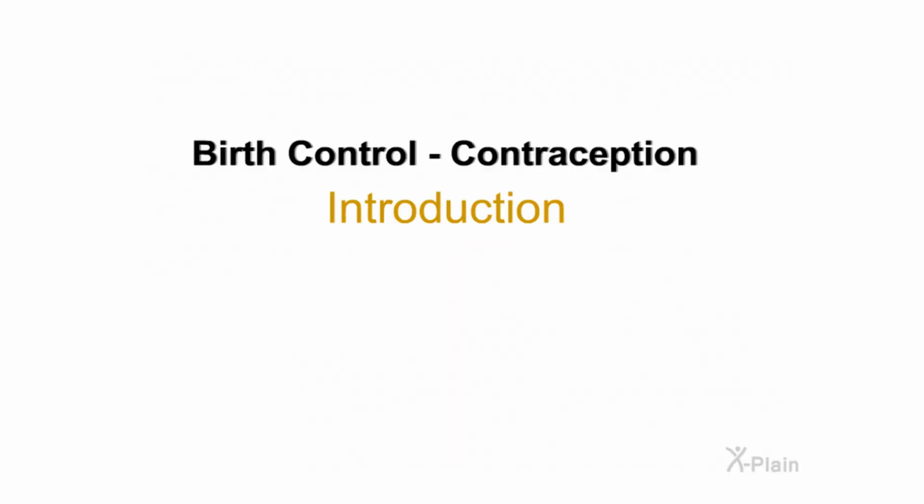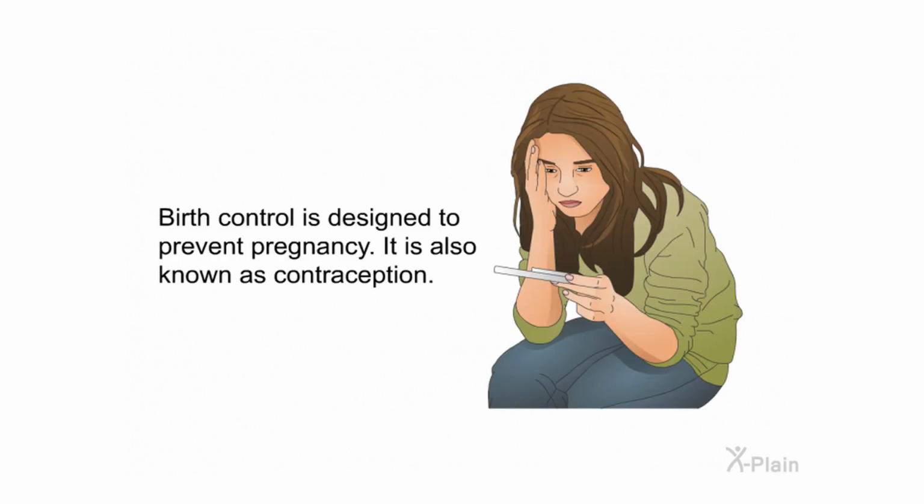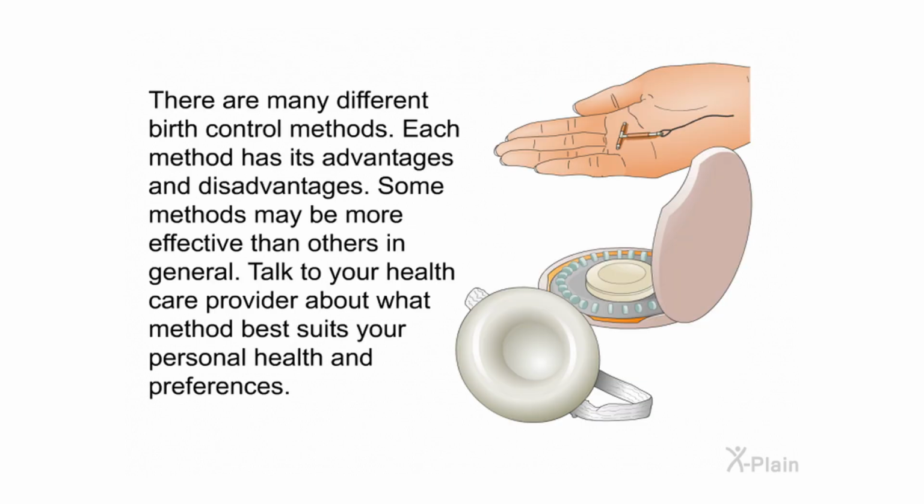Birth control, contraception, introduction. Birth control is designed to prevent pregnancy. It is also known as contraception. There are many different birth control methods. Each method has its advantages and disadvantages. Some methods may be more effective than others in general. Talk to your healthcare provider about what method best suits your personal health and preferences.